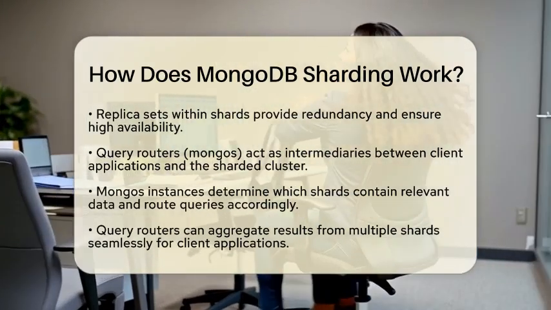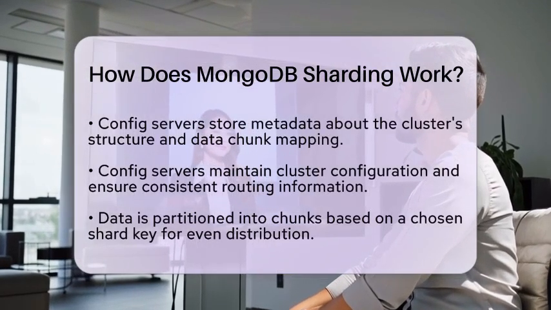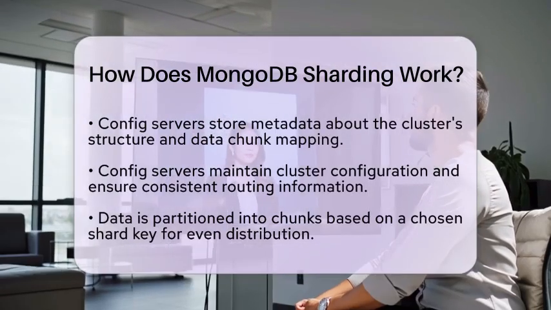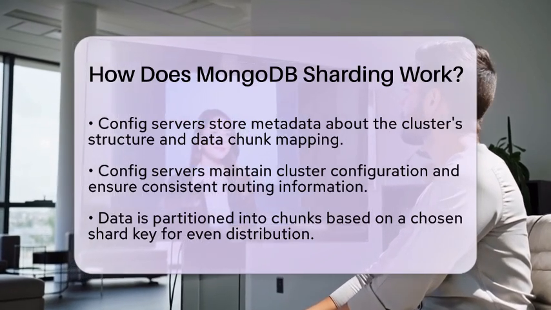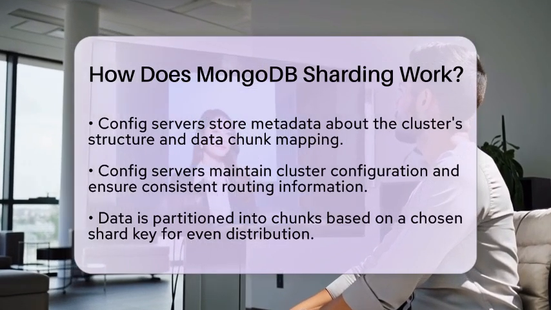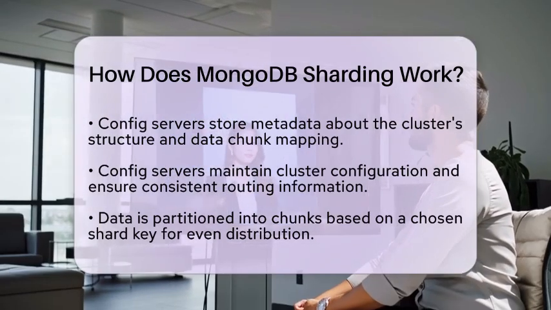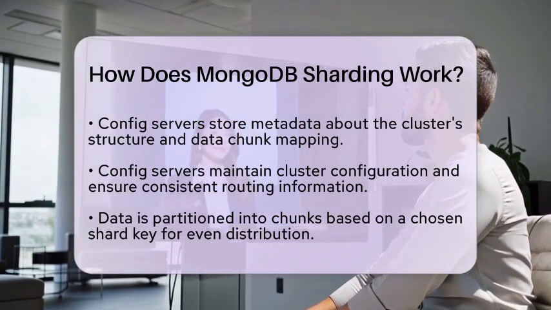The third component is the config servers. These servers store metadata about the cluster's structure, including how data chunks are mapped to shards. Config servers maintain the cluster's configuration and ensure that routing information remains consistent. They are also deployed as replica sets for added fault tolerance.